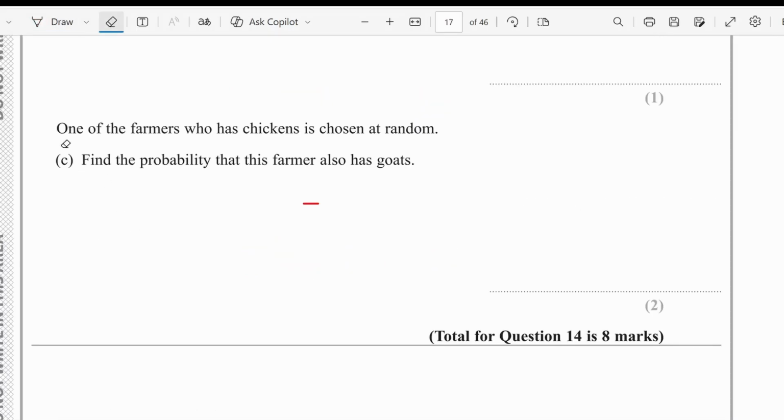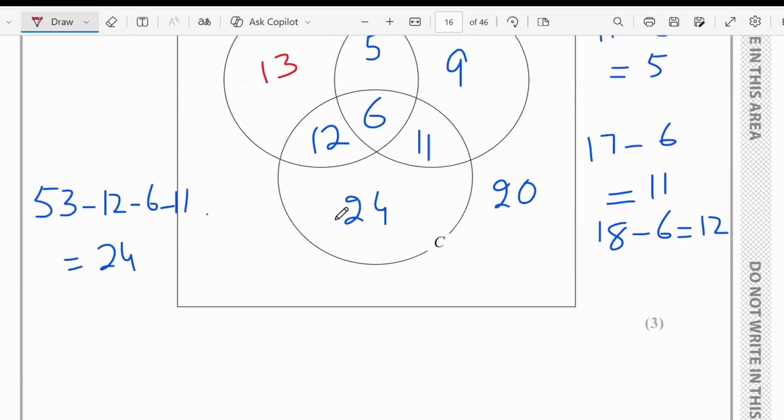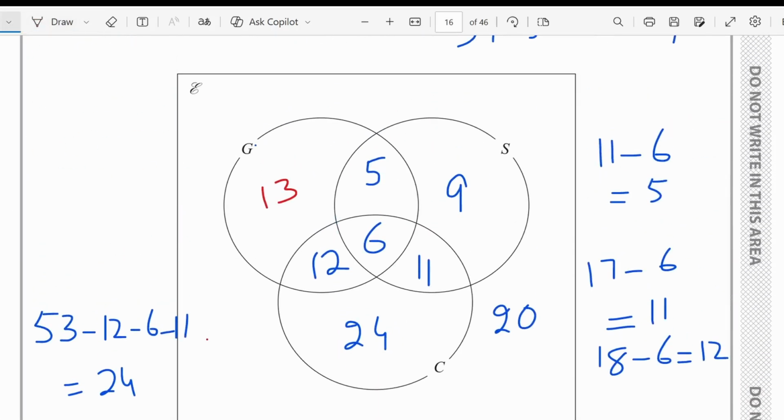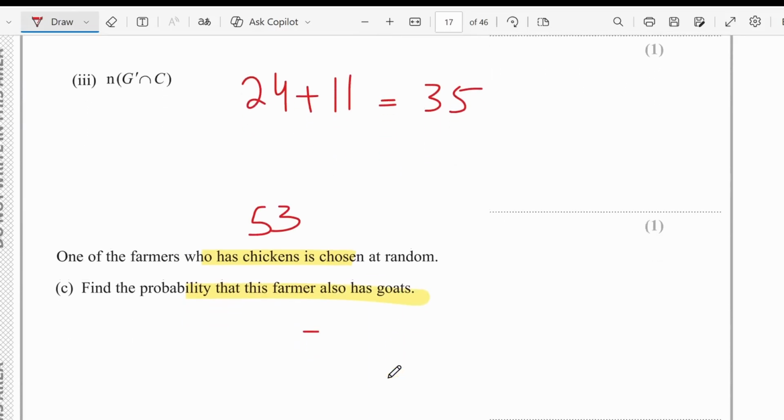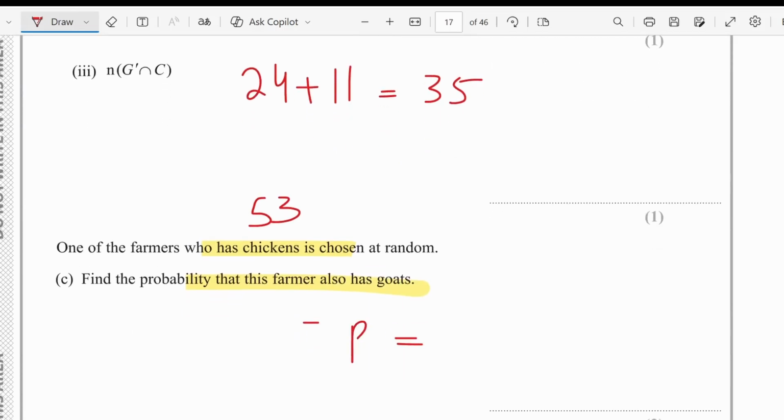Next part: one of the farmers who has chickens is chosen at random. Find the probability that this farmer also has goats. The total number of farmers having chicken is 53. Farmers who also have goats means the intersection of goats and chicken, which is 12 plus 6, 18. So favorable are 18, total are 53. The probability is 18 over 53. That's our answer for this part.